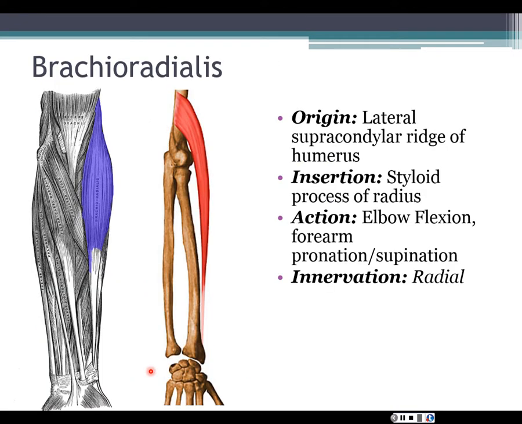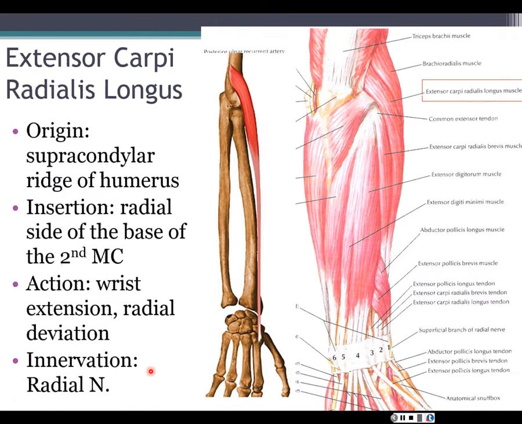Brachioradialis, we've already talked about. It's going to start up in that supracondylar ridge, and it's going to insert at the styloid process of the radius. It is not going to cross the wrist, so besides its location, we're not going to talk about it all that much. But it does do supination and pronation, but it's not going to affect the wrist, fingers, or hand. All of these posterior muscles are innervated by the radial nerve, so that makes it easy for you. If it's on the posterior side, it's the radial nerve.